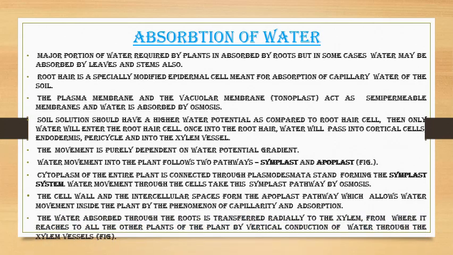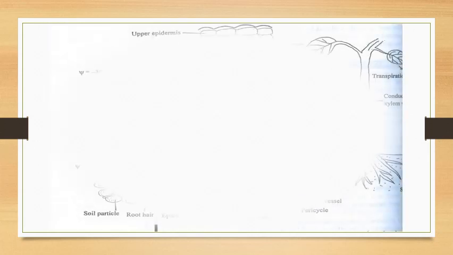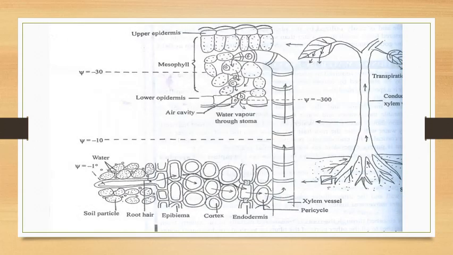The water absorbed through the roots is transferred radially to the xylem, from where it reaches all the other parts of the plant by vertical conduction of water through the vessels. You can see this in this figure. Apoplast pathway, symplast. Next diagram also.